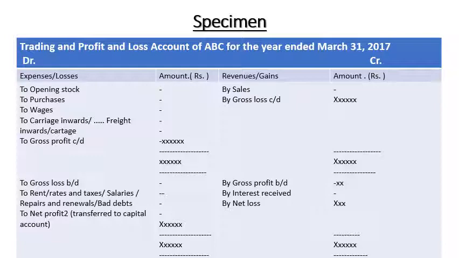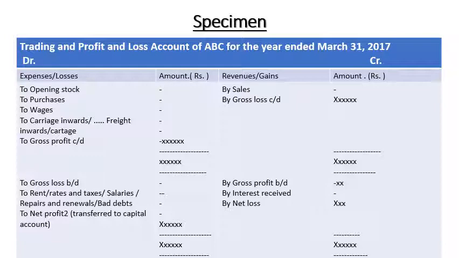Now, how will you pass the entries for the closing entries? At the top, we have the trading account. The first entry will be passed: trading account debit to opening stock, to purchase account, to wages, to carriage inwards, and the other direct expenses, freight, etc. So this is the first complete closing entry of your data.